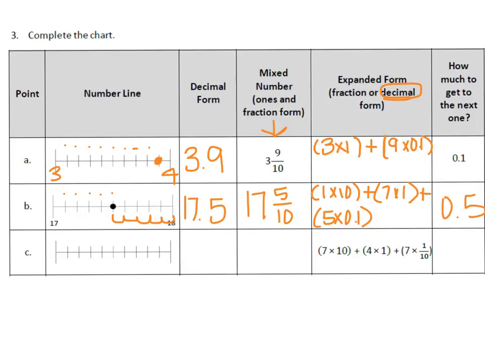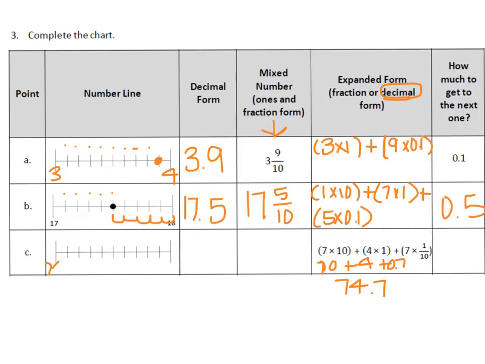Look at letter C. Looking at the expanded form, we see that we have 70 plus 4 plus 7 tenths. So that means we have 74 and 7/10. Fill in the rest of the chart. Pause the video while you work, and then replay when you're ready.